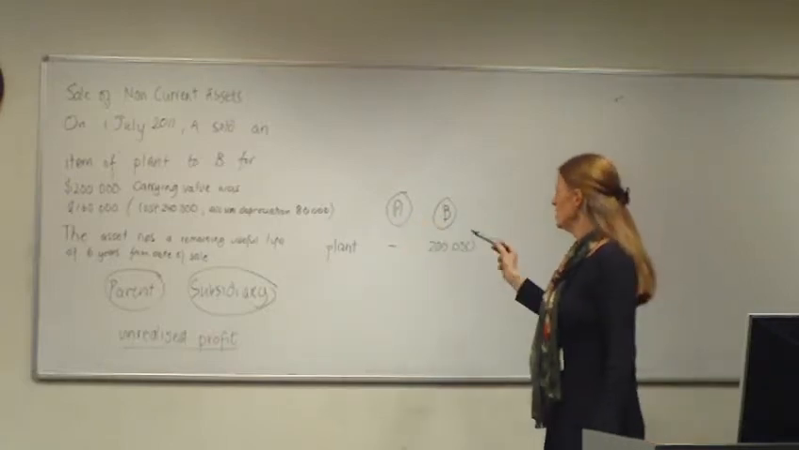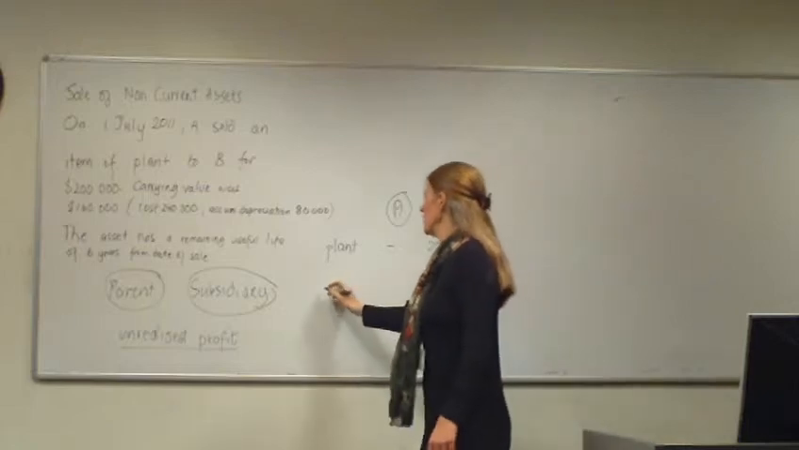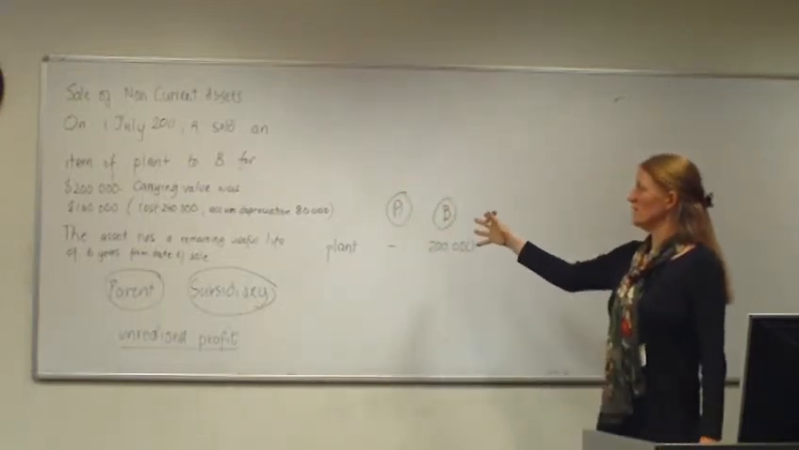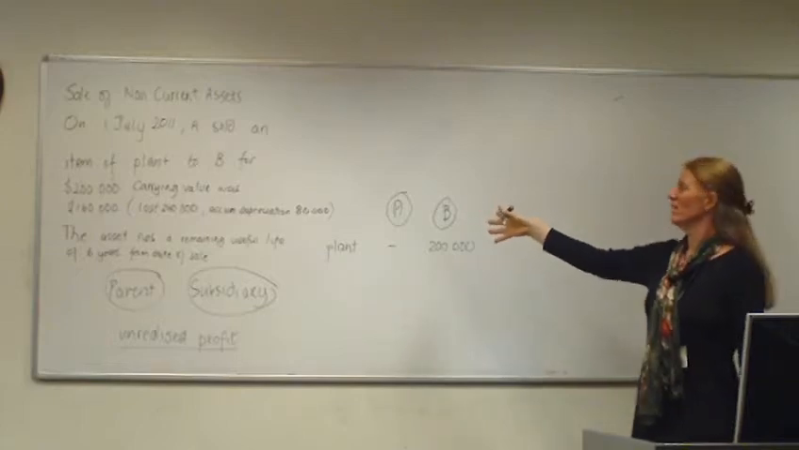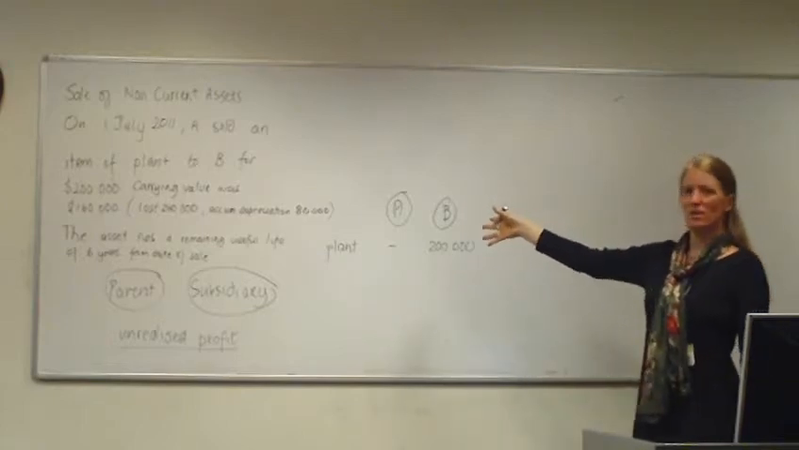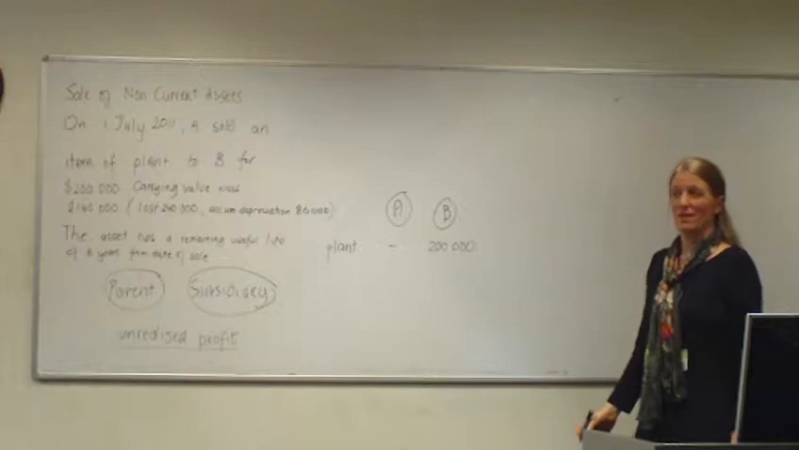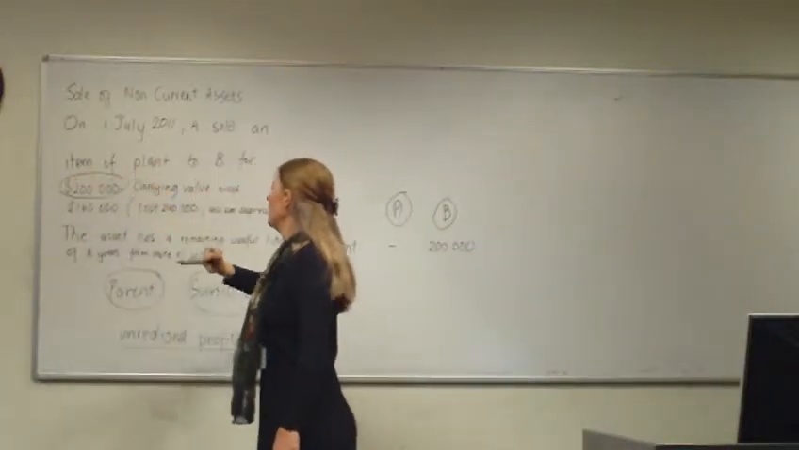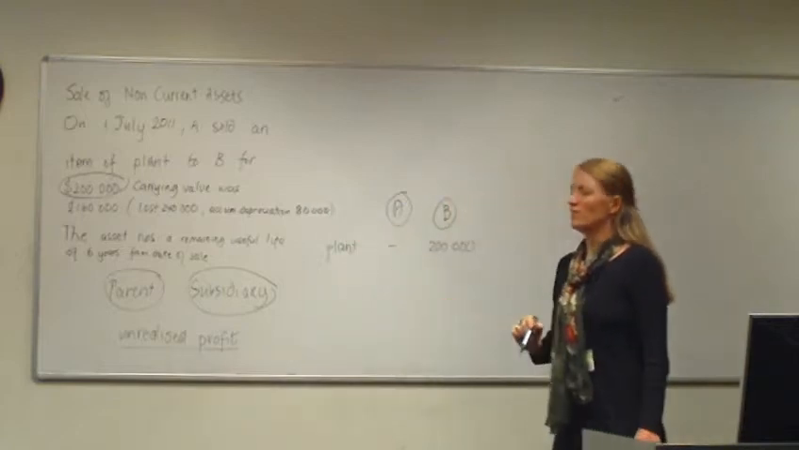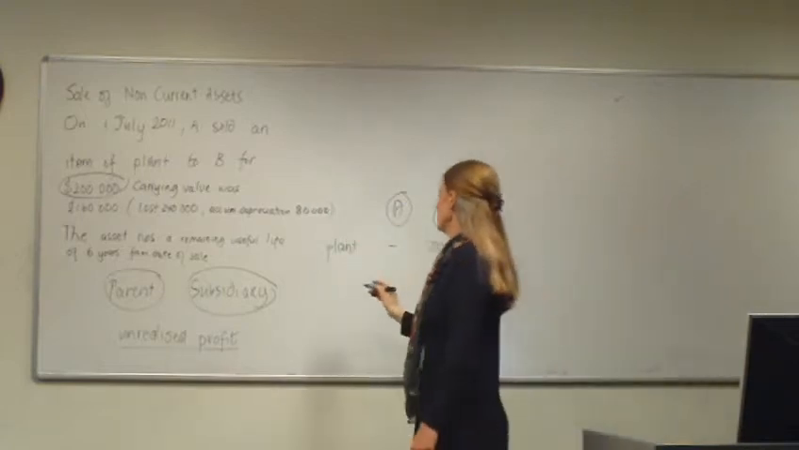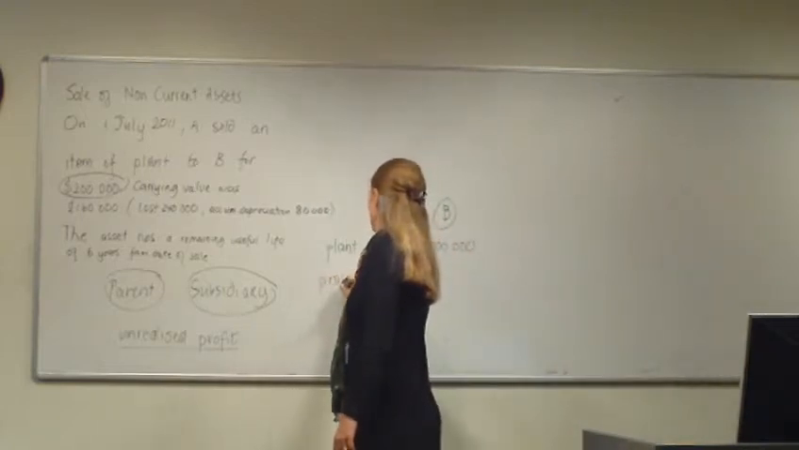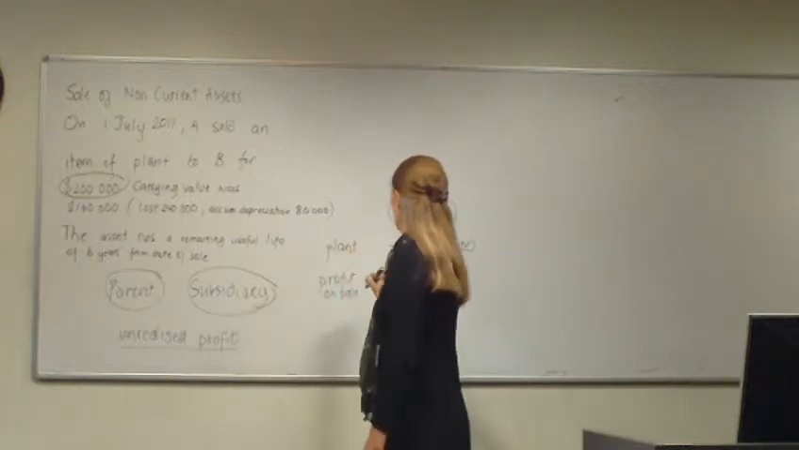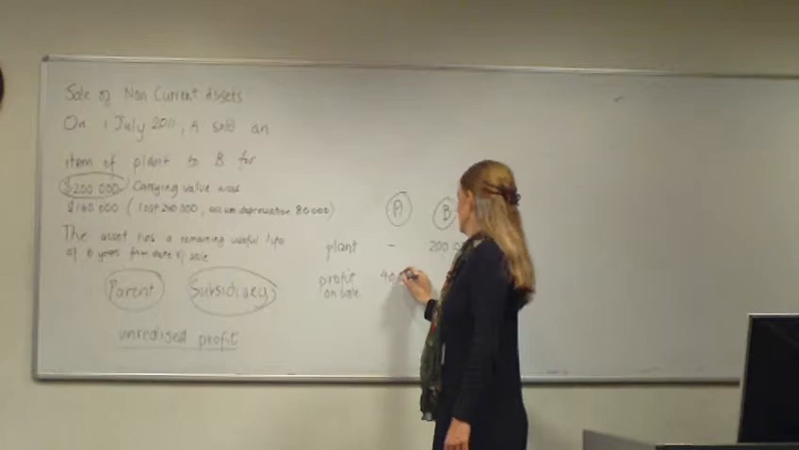The other thing we're going to have is a profit or loss on sale. A has made the sale, so what's it going to be? It's going to be a profit. Sold for $200,000, and the carrying value is 160, so you're quite right, there's going to be a profit on sale, which is going to be 40.